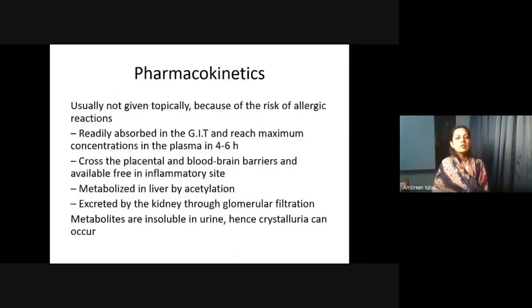Pharmacokinetic profile. They are usually not given topically because of the high risk of allergic reaction. They are readily absorbed in the GIT and reach maximum plasma concentration in 4 to 6 hours. They cross the placenta and blood-brain barriers and are available free at inflammatory sites. They are metabolized in the liver by acetylation and excreted by the kidney through glomerular filtration. Their metabolites are insoluble in urine, hence crystalluria is very common.